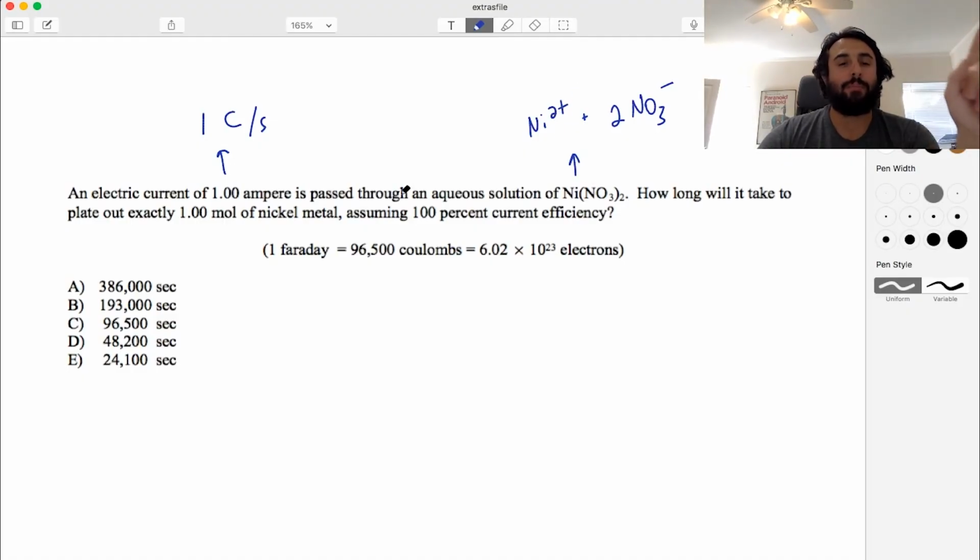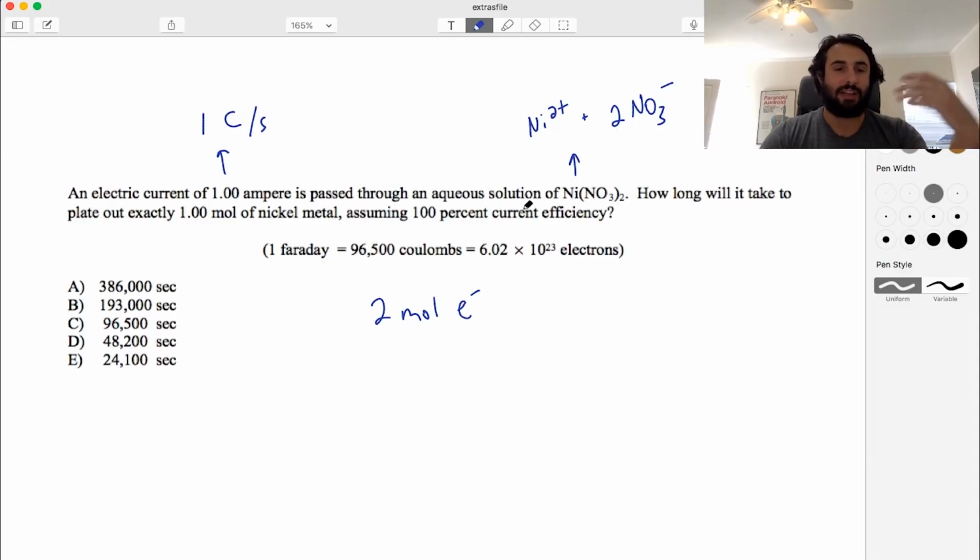So if we want to plate out 1 mole of nickel metal, we want to plate out 1 mole of nickel 2+ ions, meaning it needs to be deposited onto the metal. It has to be neutral. So it's basically saying how we need to neutralize 1 mole of nickel 2+ ions. So we need 2 moles of electrons to do it, right? We need 2 moles of electrons. Because each ion needs 2 electrons, and we need a mole of those ions to get a mole of nickel metal.